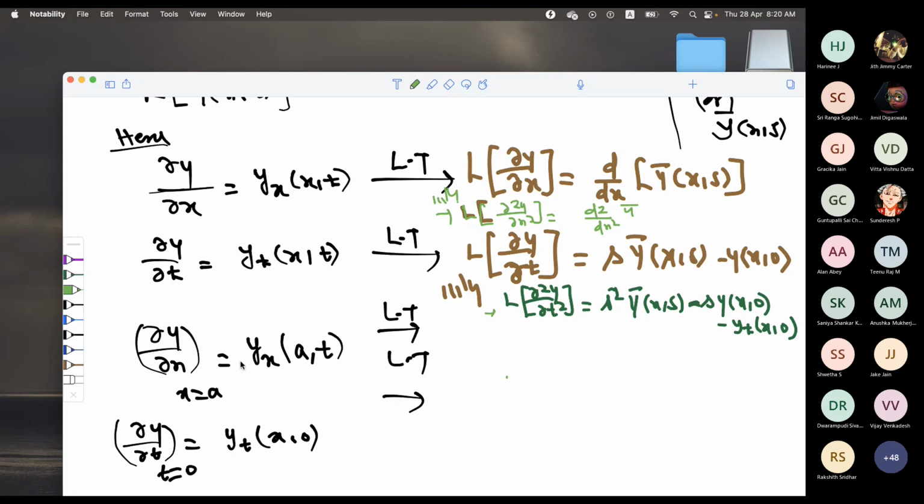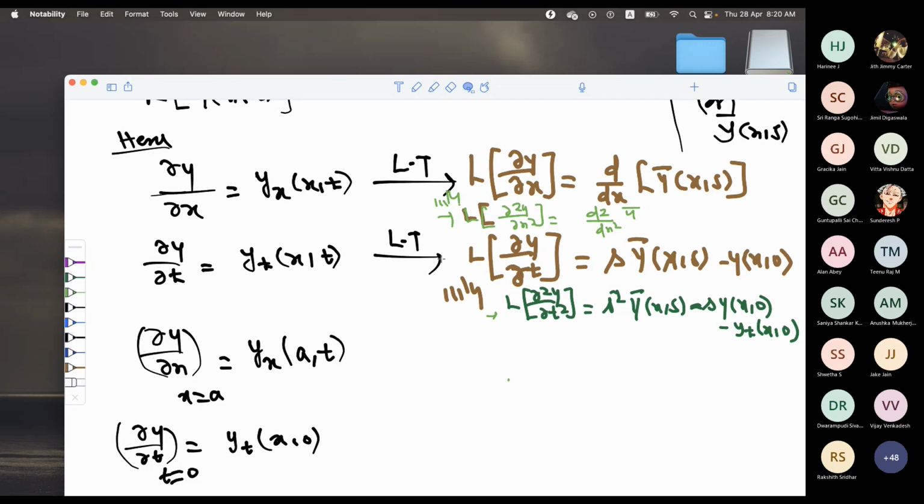For ∂y/∂x at x = a, here we are going to replace x by a, and at t = 0, here we are going to replace t by 0. So for this we don't need it. Only these two things we needed. Okay, so this is the Laplace transform to apply for solving first order partial differential equations. That's also an important one.